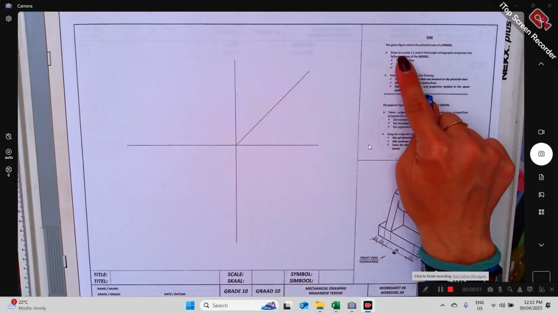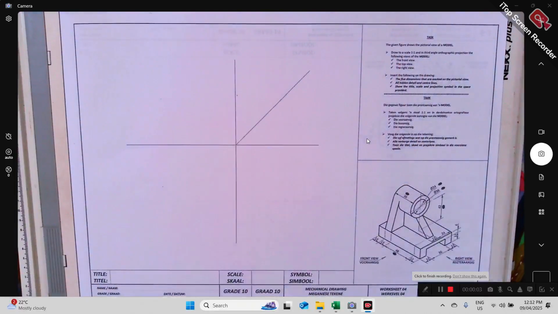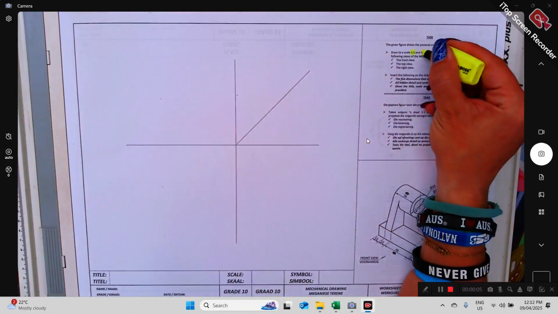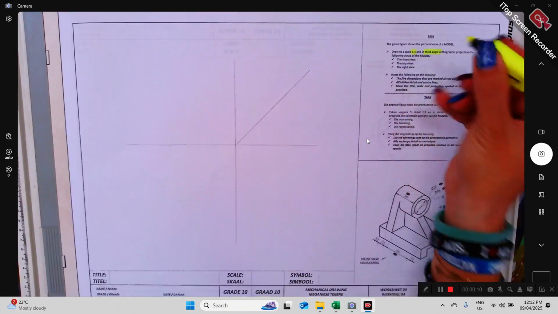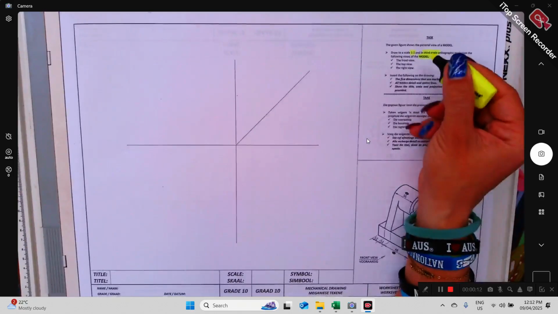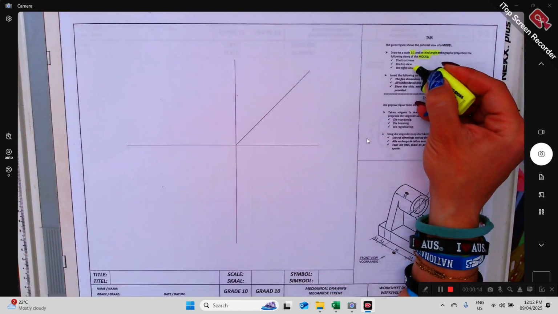Okay, reading the question: draw at scale 1 to 1, in third angle orthographic, the following views of the model. Model would be the name of what I am drawing. I want the front view, the top view, and the right view.